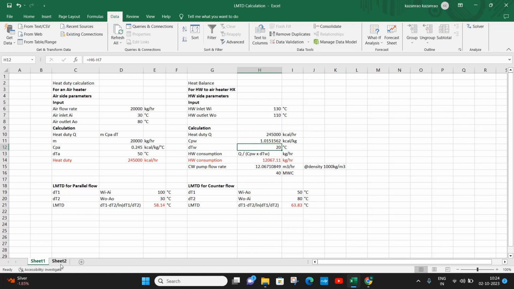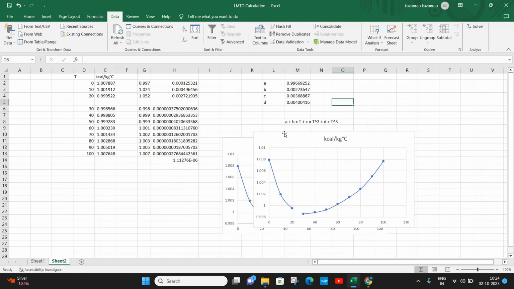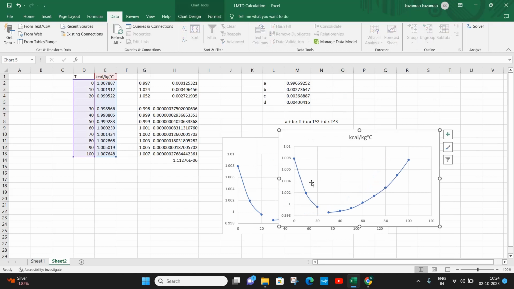You can try this for the specific heat of air as well, using the solver. Try to understand how the curve is, whether it's linear, quadratic, or sometimes polynomial, and then accordingly you can do the curve fitting. Hope this was very useful. Thank you very much.